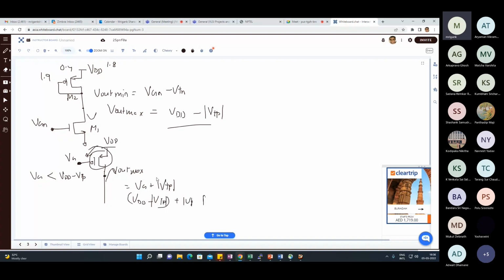If you compare these two cases, if I assume that VG is close to this number, that means the overdrive voltage that you have is relatively small. Suppose VDD is 1.